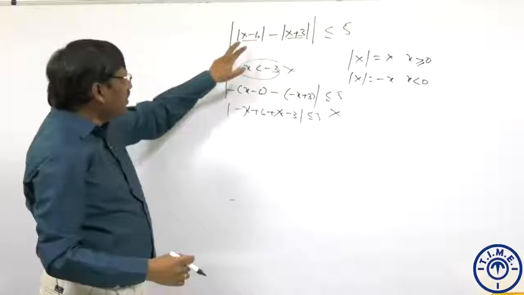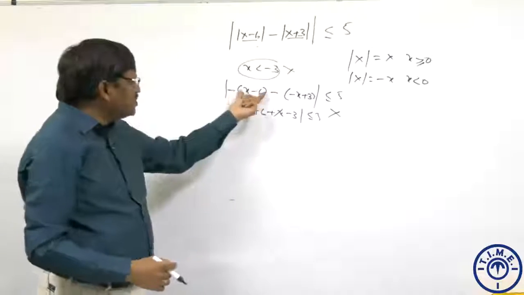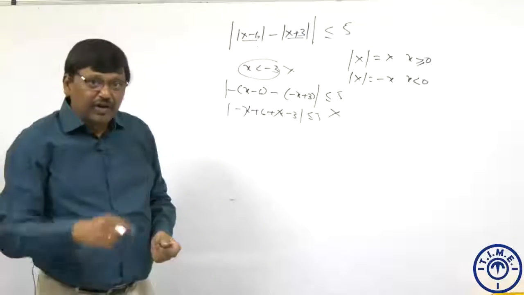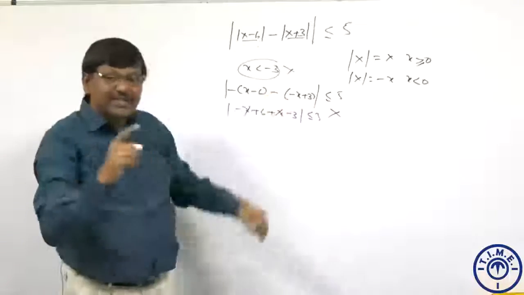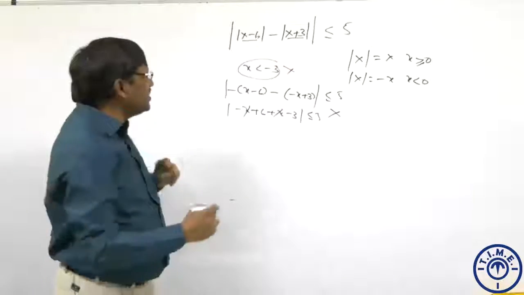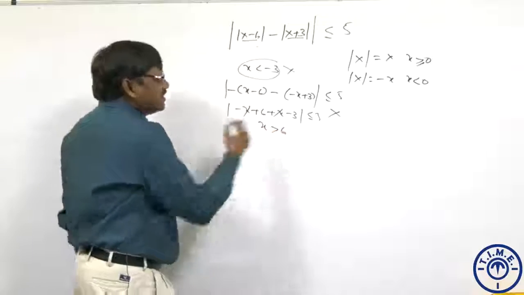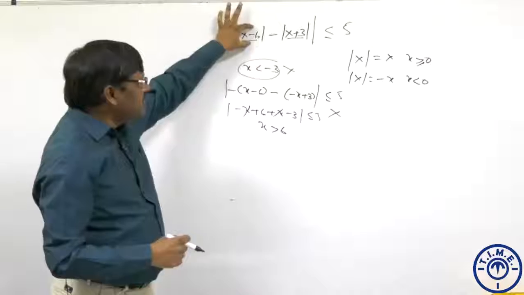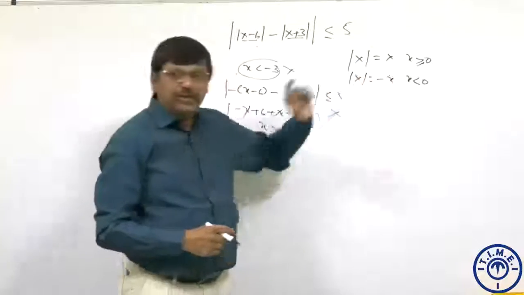Now, let us take what if these two are positive? We talked about these two being negative, when this value is less than 0 and this value is less than 0. Both can be positive if x is greater than 6. Let us see, if x is greater than 6, then this will be positive, greater than 0. If it is greater than 0, mod x will be equal to x.